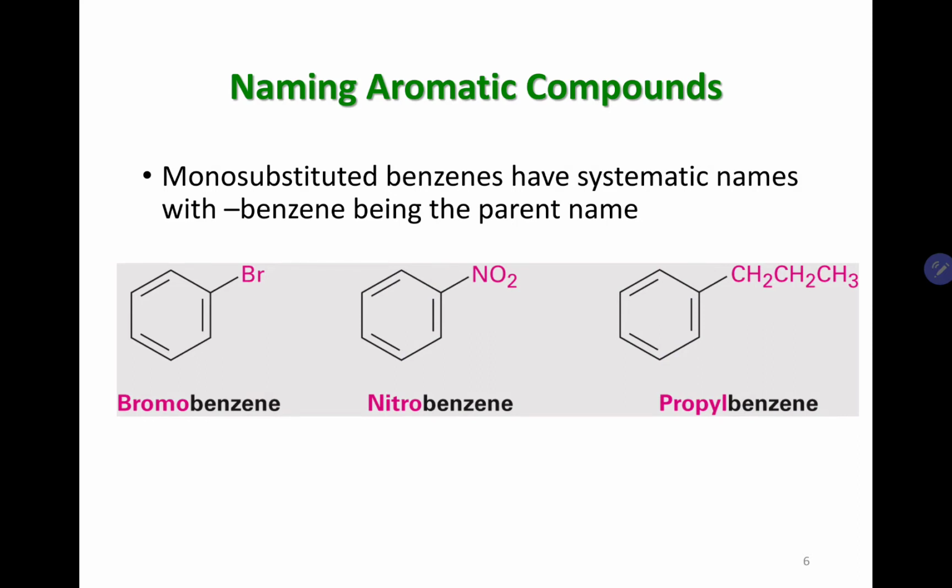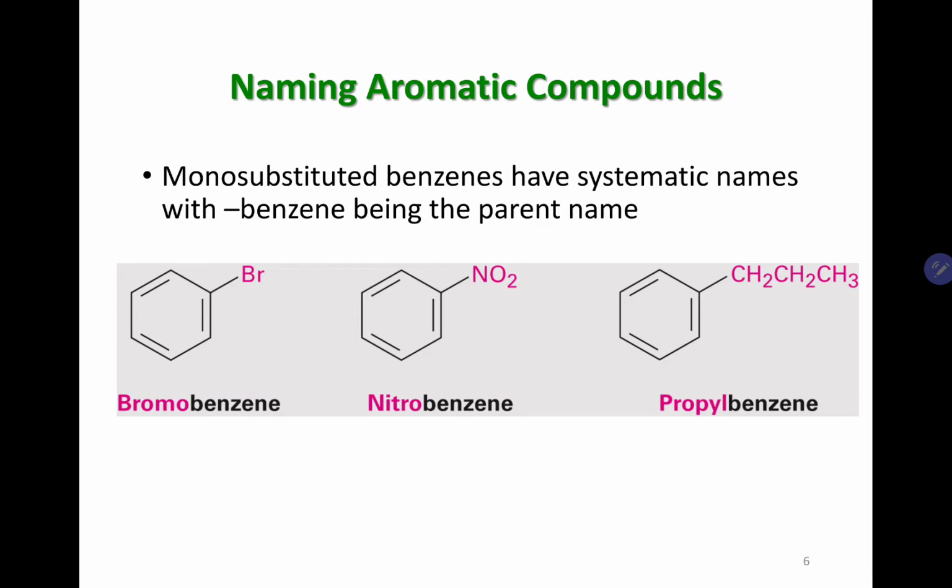If you have any substituents that were not listed in that table, they could have systematic names associated with the term benzene, because you have a 6-carbon benzene ring in these aromatic compounds. If you have a bromine group attached to benzene, the name will be bromobenzene. If you have a nitro group or NO2 group, that will be nitrobenzene. And if you have an alkyl group attached to benzene, that will be the name of that alkyl group followed by benzene.